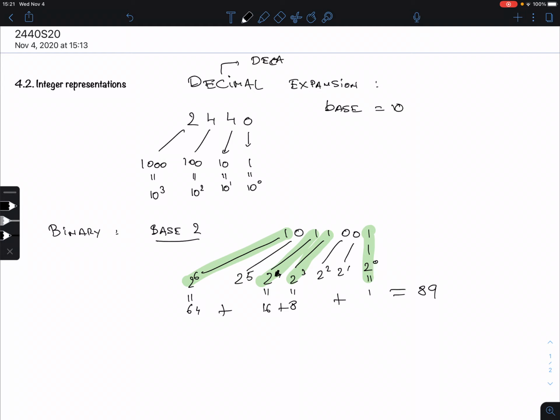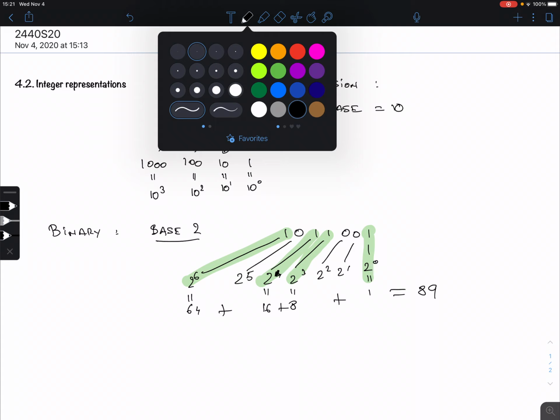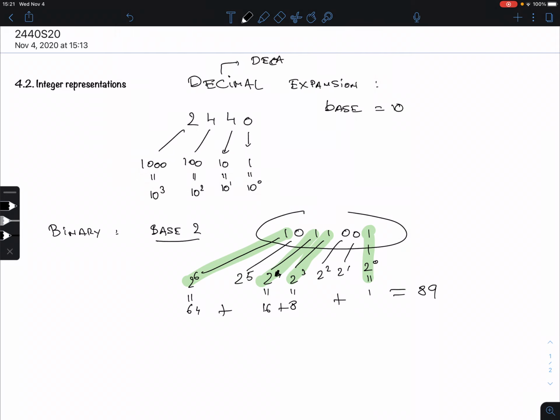Okay? To make a distinction, let me just circle this. This number here, I told you it's binary, but it could also have been a decimal number, and then of course it's completely different. Then it would be 1,011,001, right? So if we use different bases, we need to denote the base.